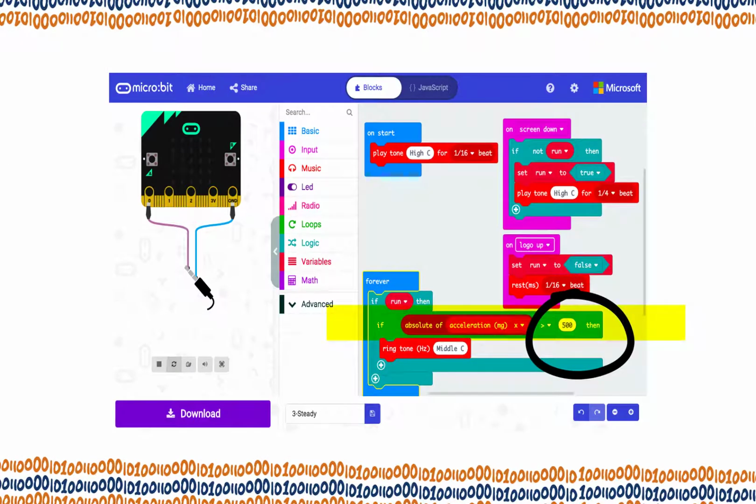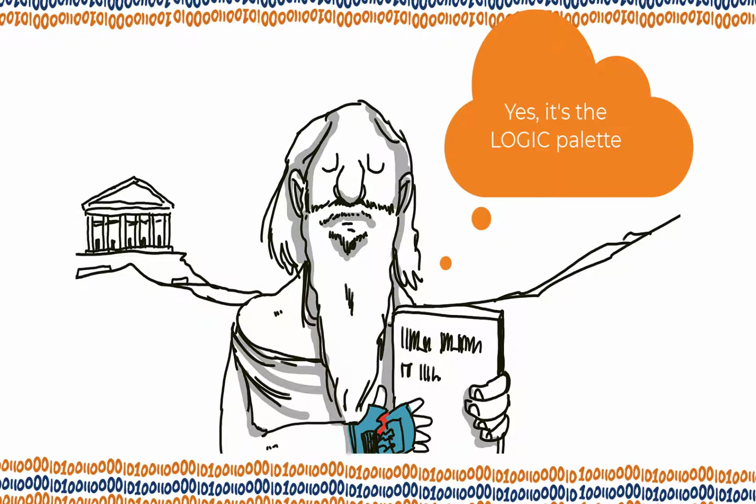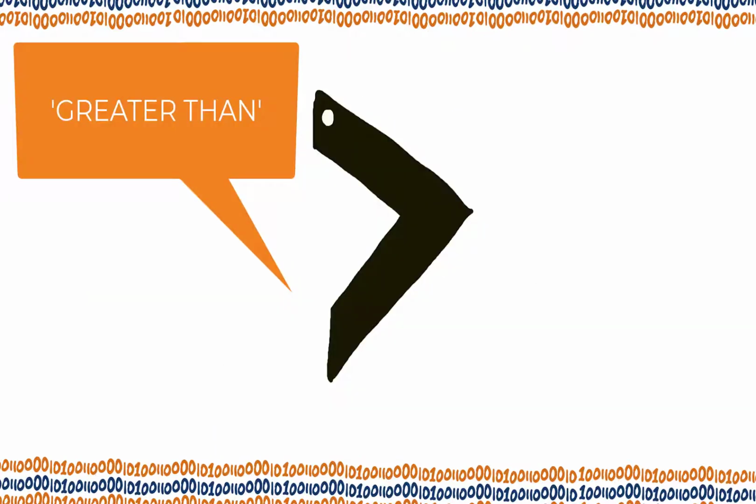This basically means that if you tilt the glove sideways by a small amount, it will run the code inside the if statement. You can find the acceleration x inside the input palette, and the greater than sign is in the comparison section of the logic palette. Slot them all together and type in the number 500.